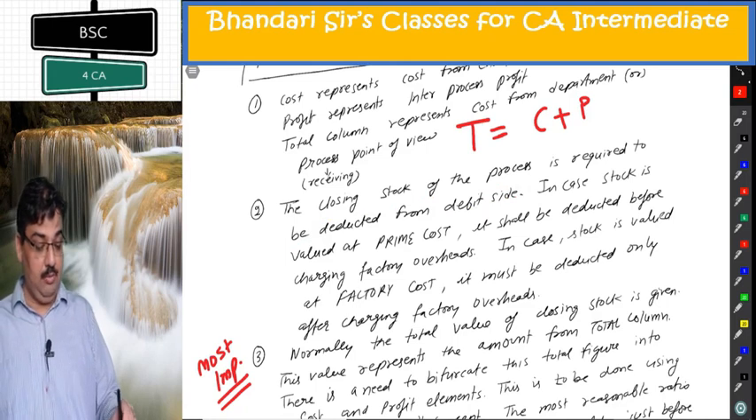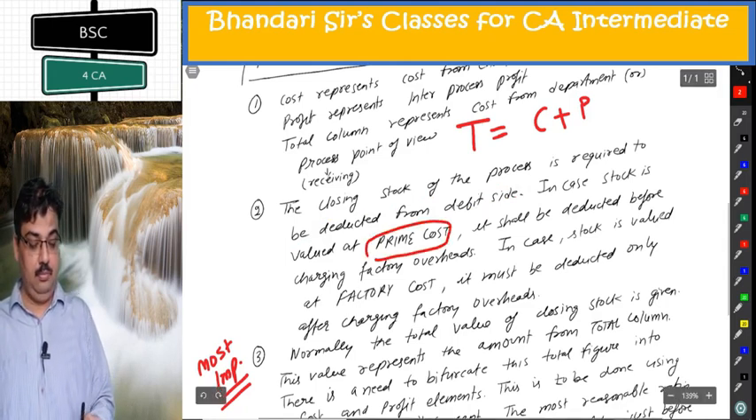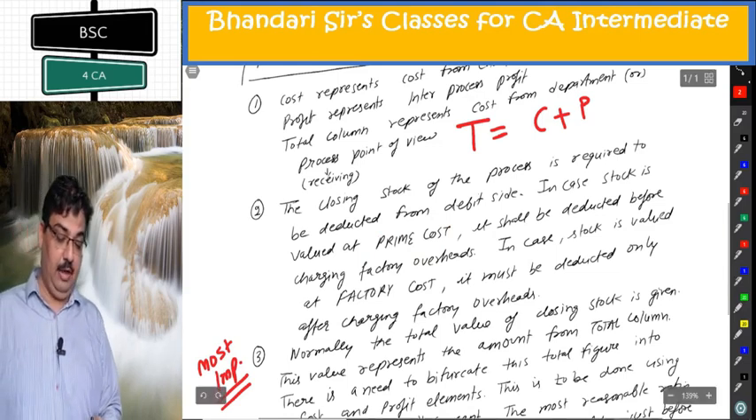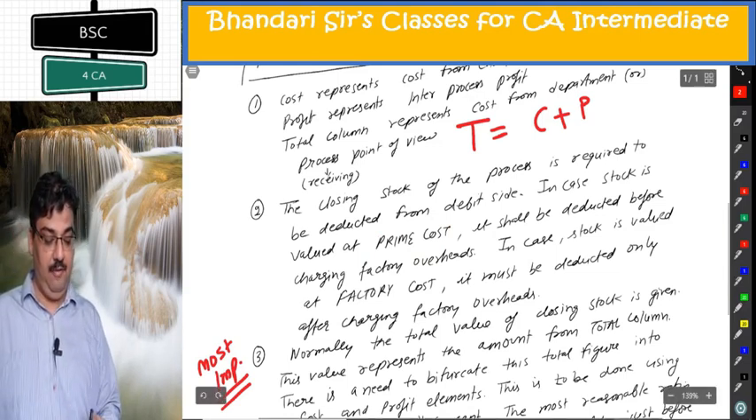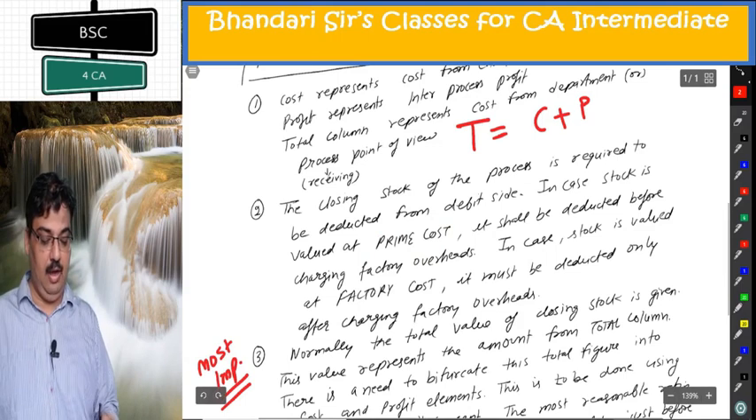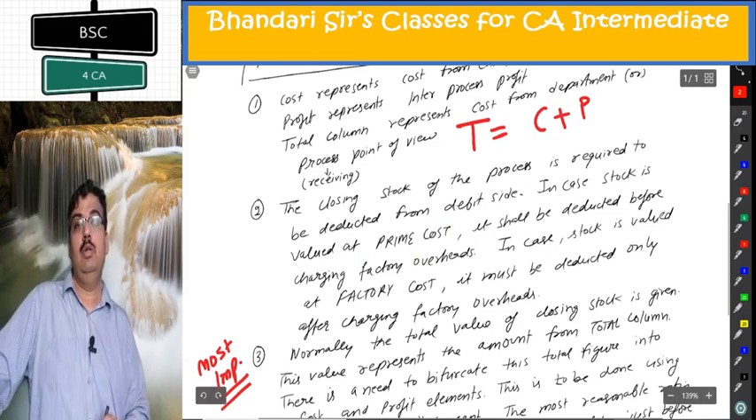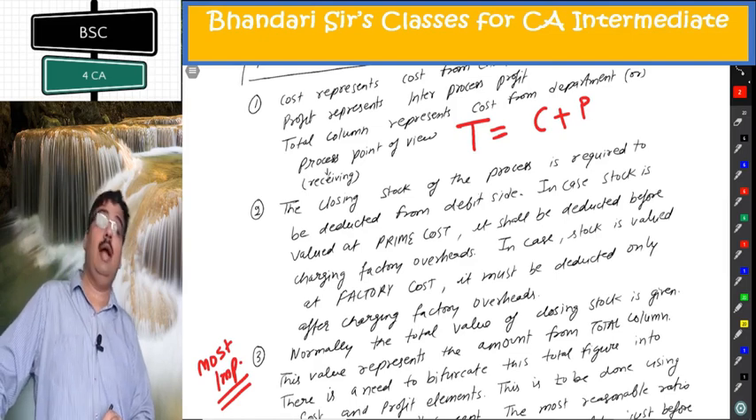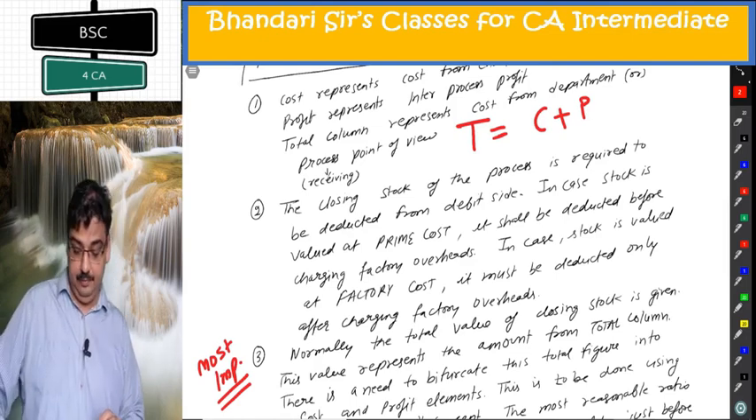In case stock is valued at prime cost, question will tell you, it shall be deducted before charging factory overheads. In case stock is valued at factory cost, it must be deducted only after charging factory overheads. Question will tell you about valuation. Wherever valuation is there, before that stock will be deducted.